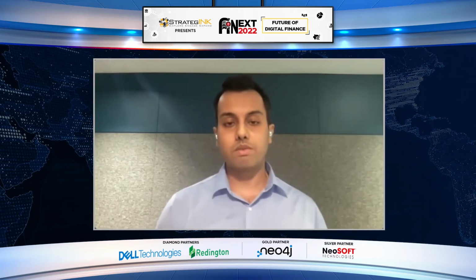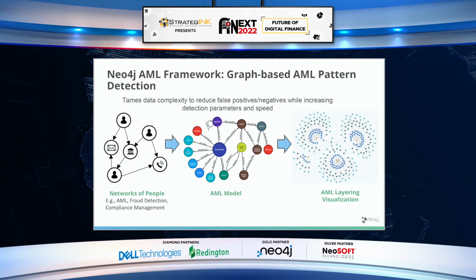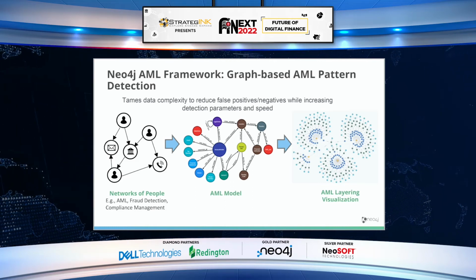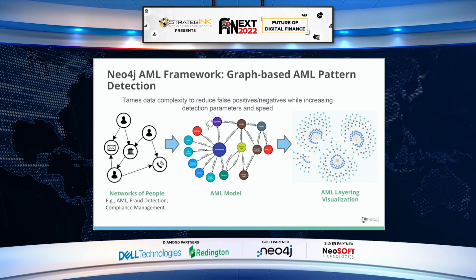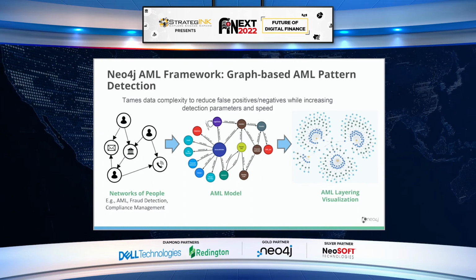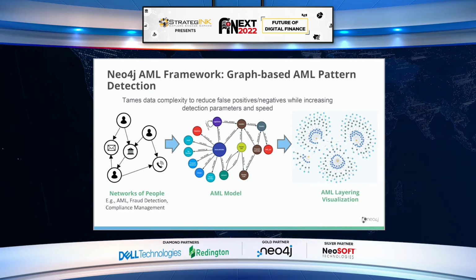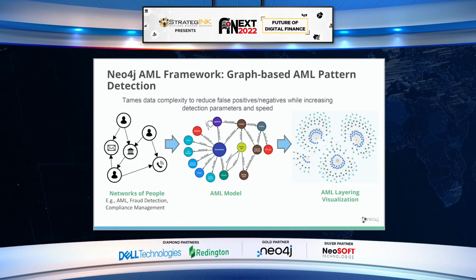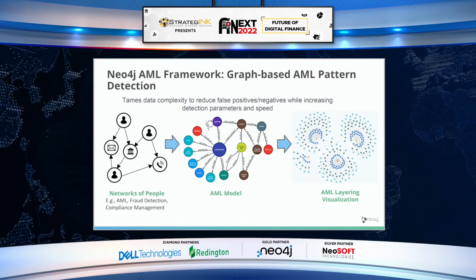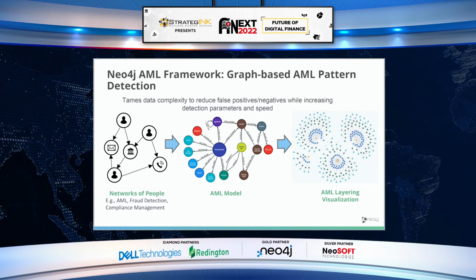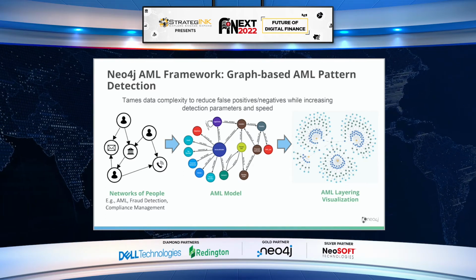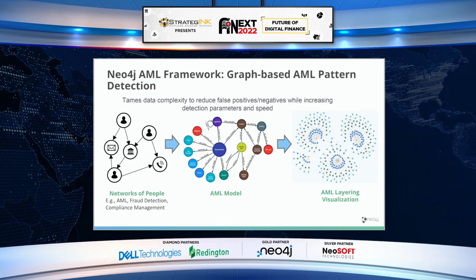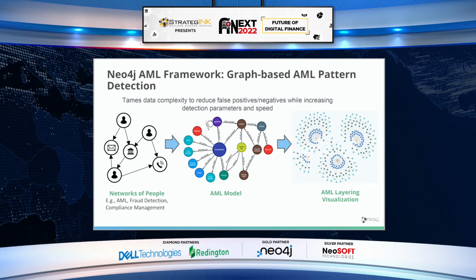Coming to the second conversation for today, using graph technology for anti-money laundering. Here's a typical framework that we at Neo4j believe you should use. You will have networks of people where you can detect what's happening. You put more and more data in to create a model using Neo4j's graph data science. And as that model matures, as you use it more and more, patterns start emerging, and you can then use the Neo4j visualization platforms to start looking at what's happening.